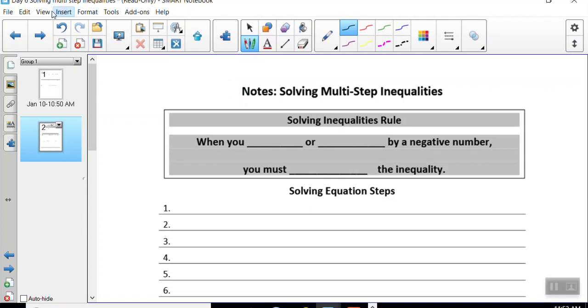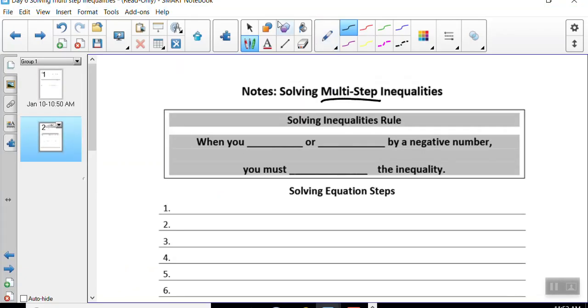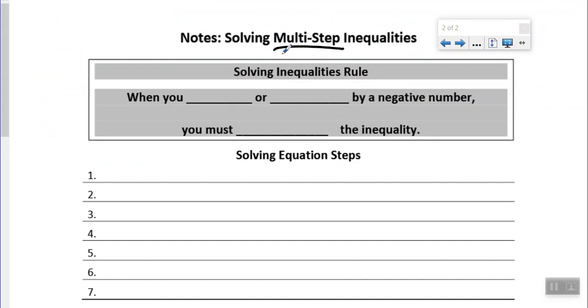In this video, we are gonna go over how to solve multi-step inequalities. So multi means more than two steps, a lot of steps. First, the solving inequalities rule: when you multiply or divide by a negative number, you must reverse the inequality.